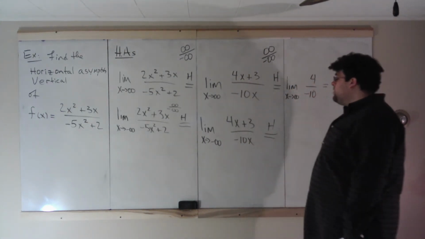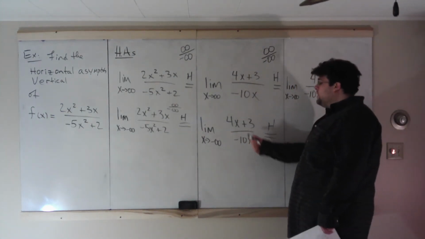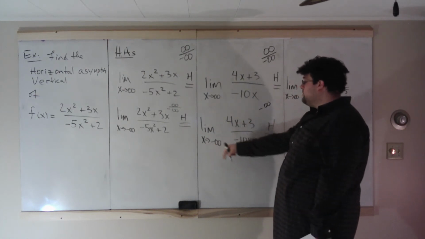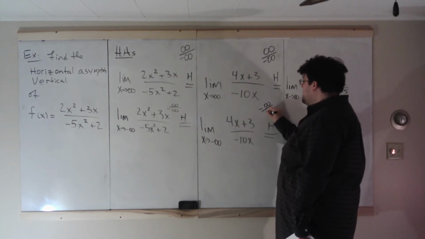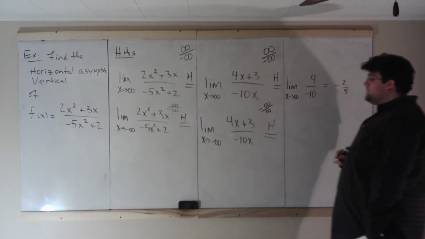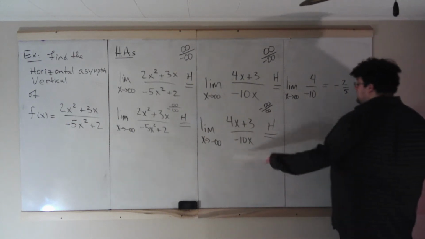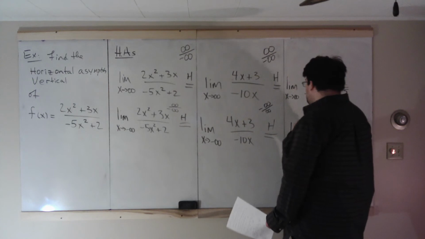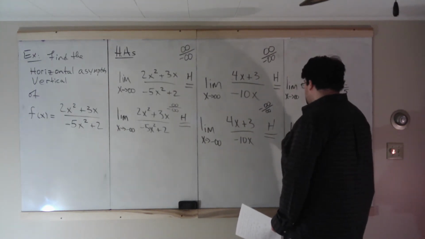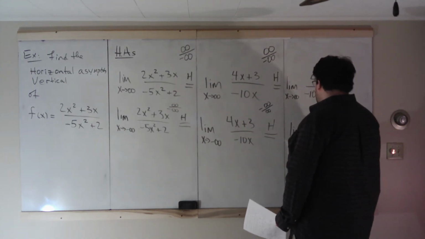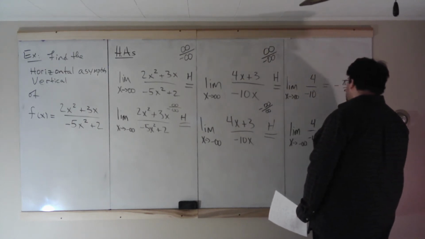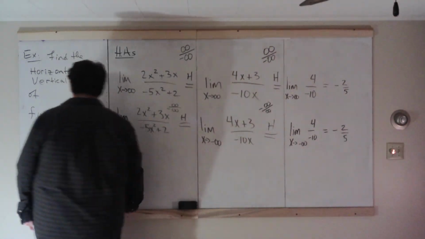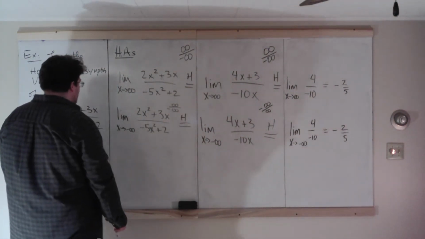And here we're going to apply L'Hopital's rule again, because what form does this take? Well, the top goes to negative infinity as x goes to negative infinity. The bottom goes to positive infinity as x goes to negative infinity, because the negative 10 will cause that to flip over to the positive side. We can apply L'Hopital's rule. So it's the limit as x goes to negative infinity of 4 over negative 10, which again equals negative 2/5. Negative 2/5 does not change as x goes to negative infinity.